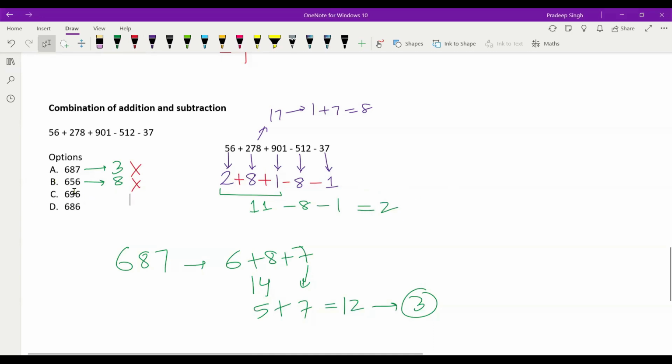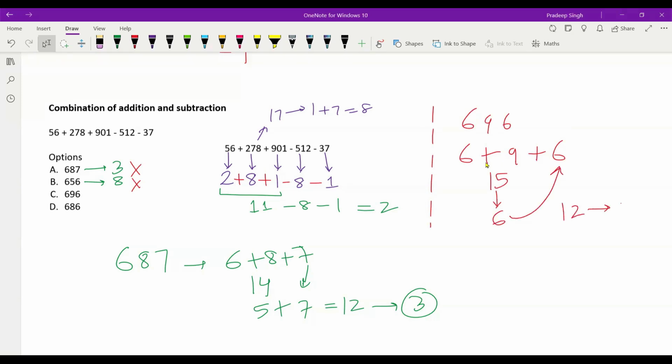Let us look at option C, 696. Now, let me write this on the right-hand side. So, for 696, the digit sum will be 6 plus 9 plus 6. 6 plus 9 is equal to 15. The digit sum of 15 will be 1 plus 5, which is 6. And then we add 6 and 6 to get a 12. And the digit sum of 12 will be 1 plus 2, which is equal to 3. Hence, in option C, the digit sum is 3, which means that also is not the answer, which means option D has to be the answer.